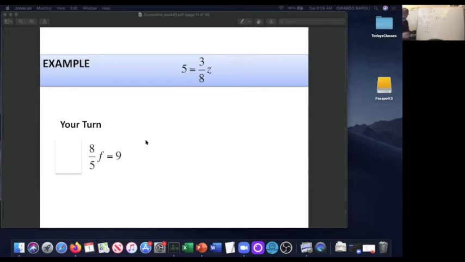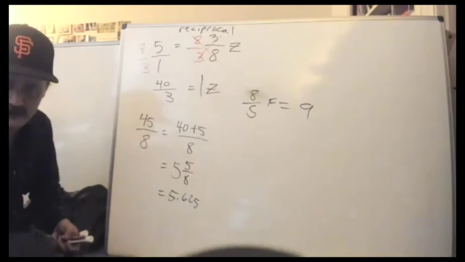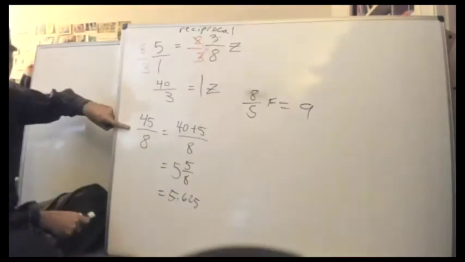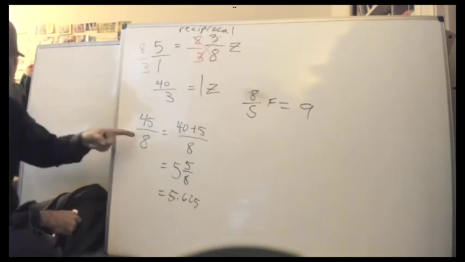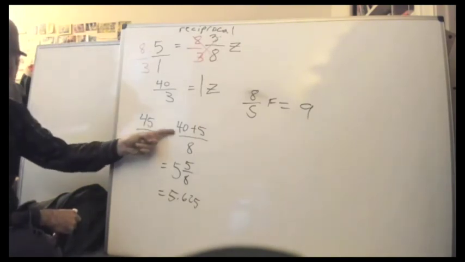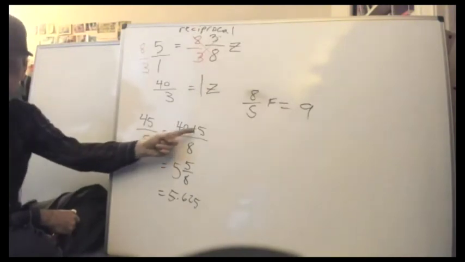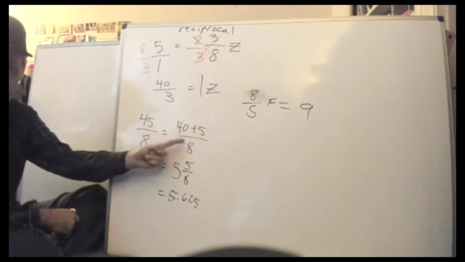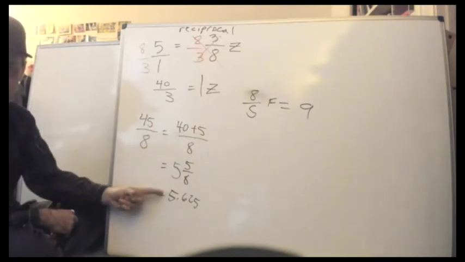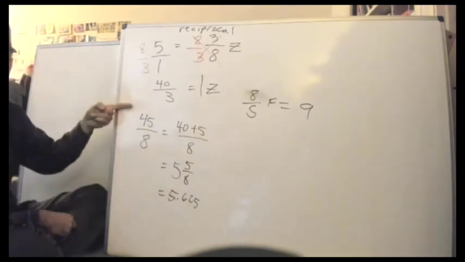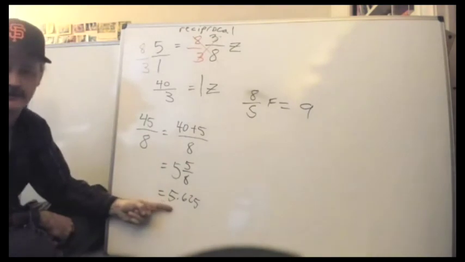Okay, so here's the answer. What I did to turn it into a mixed numeral is I picked the closest multiple of 8, and that gives us 5 left over. So we got 5 wholes, 5 left over. If you divide top by bottom, 45 divided by 8 would have gotten you this decimal.